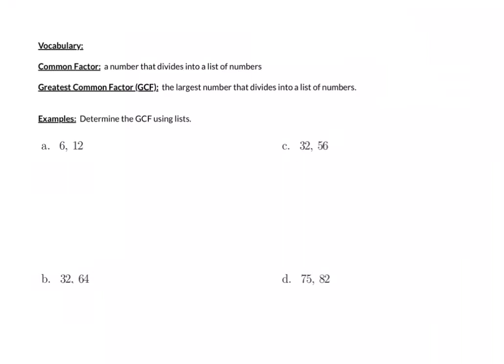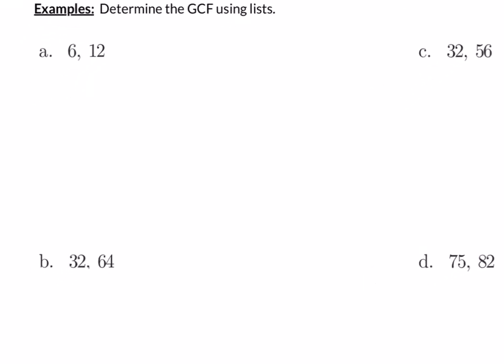A common factor is a number that divides into a list of numbers. Our goal is to find the greatest common factor. And the greatest common factor is the largest number that divides into a list of numbers. Now in the previous section, we did two things with factors. The first one was listing out all the factors, and that's going to be the first way that we can find the greatest common factor. So let's look at some examples.